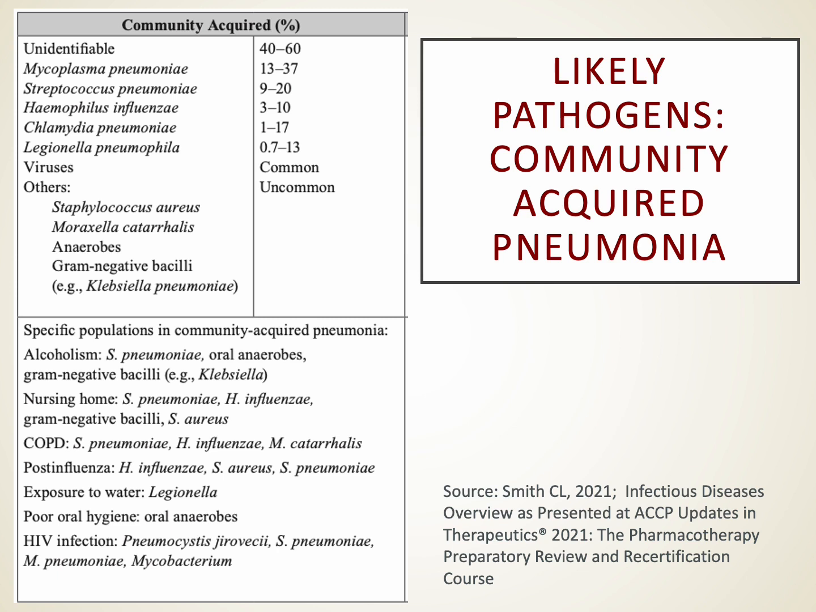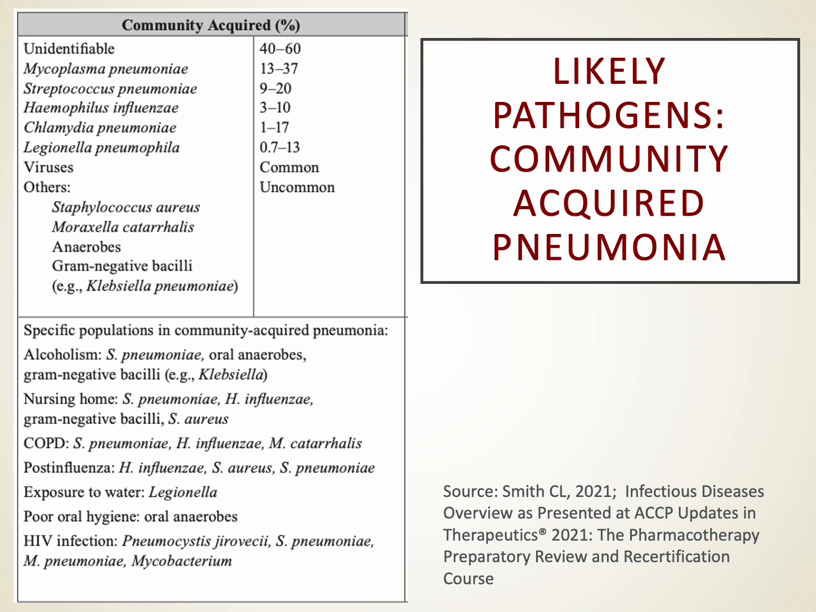Now, remember we talked about community-acquired pneumonia where there are other modifying factors that make you think you need to cover more or different things. So let's look at the bottom half of this table on the left. If you've got somebody with a history of alcoholism or aspiration, you need to worry about strep pneumo, but also oral anaerobes and more gram-negative bacilli like Klebsiella. If it's a nursing home resident, you're worried about strep pneumo, H. flu, some gram-negative bacilli, and you start to worry about MRSA and Staph aureus in community-acquired pneumonia.